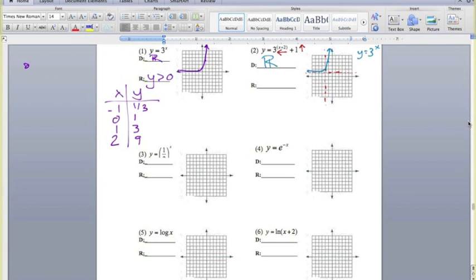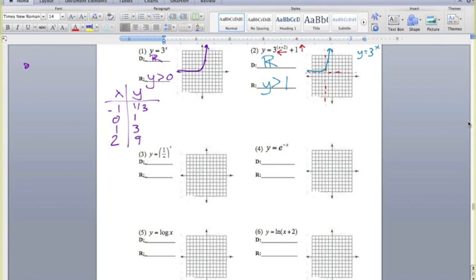Domain will always be all reals for an exponential function. And what about range on this one? Y is greater than 1. So we had an upshift of 1. That's going to take the entire graph and move it up 1 spot, and it's never going to cross that line at 1.